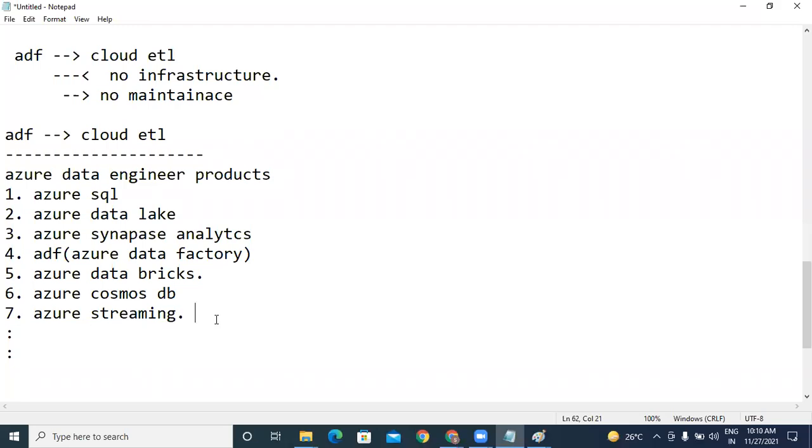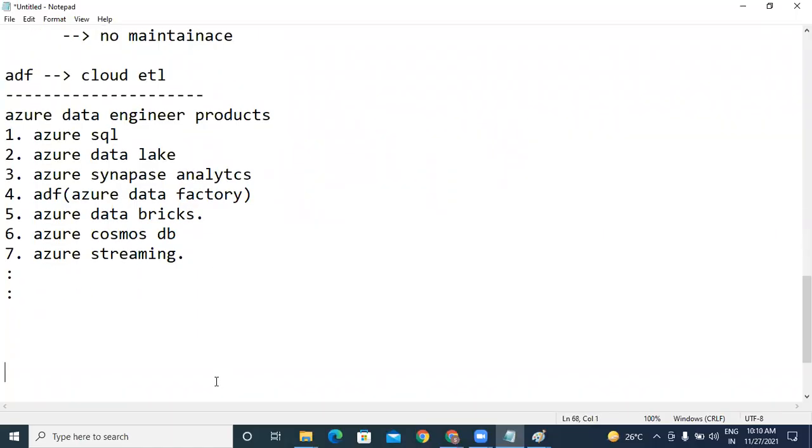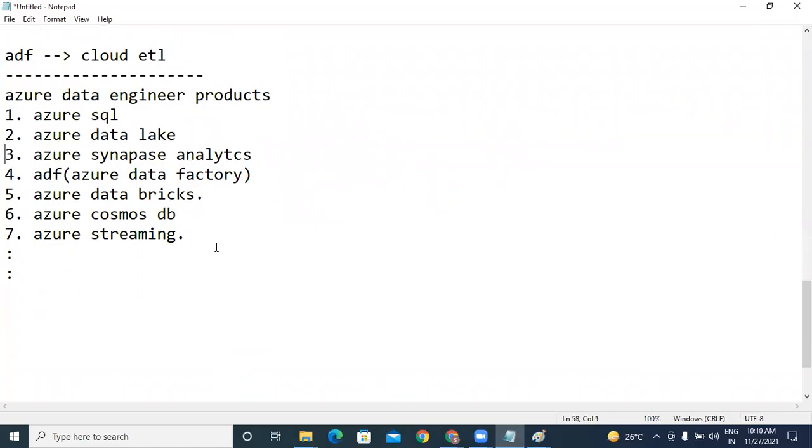Okay, let me come to these topics. These are the data engineering products. What is the purpose of all these products and what is their importance? Try to understand them one by one. Number one, I'm coming to the first product, Azure SQL. Just by seeing this name, you can guess what it is.